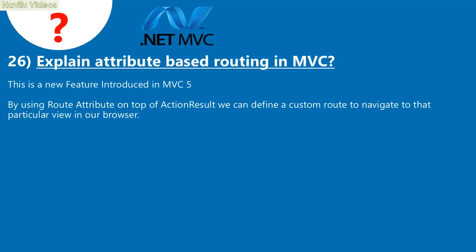26. Explain attribute-based routing in MVC. This is a new feature introduced in MVC 5. By using the route attribute on top of an action result, we can define a custom route to navigate to that particular view in our browser.